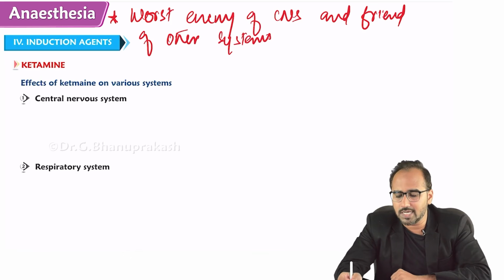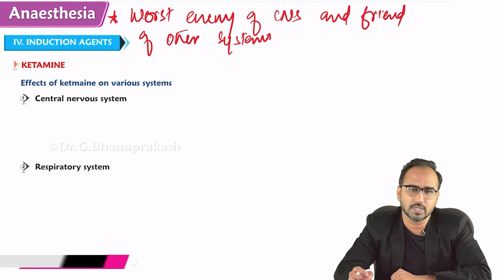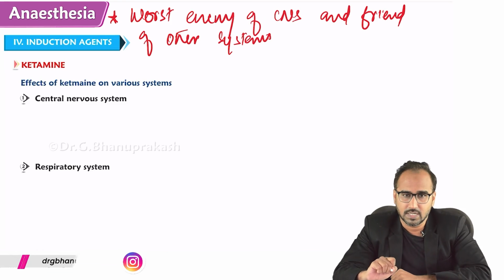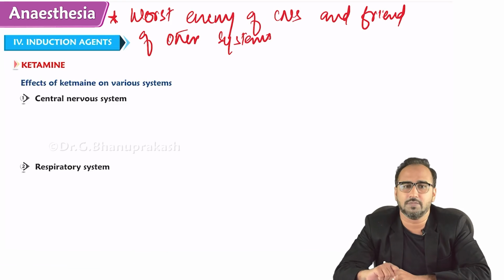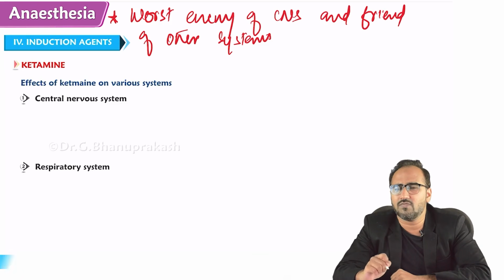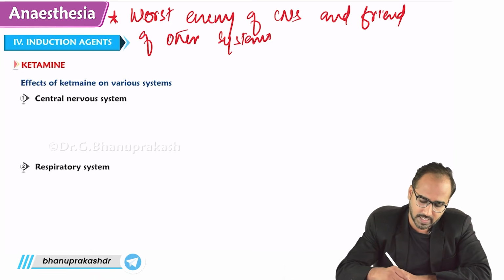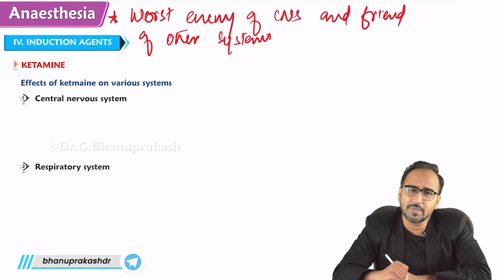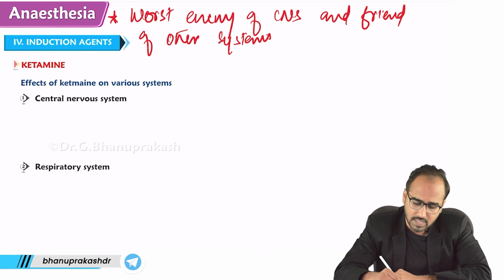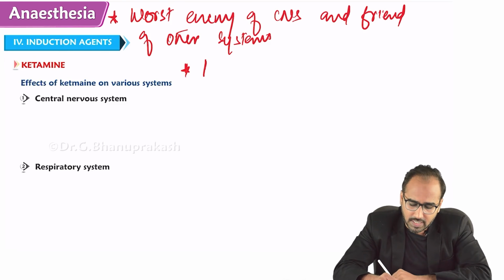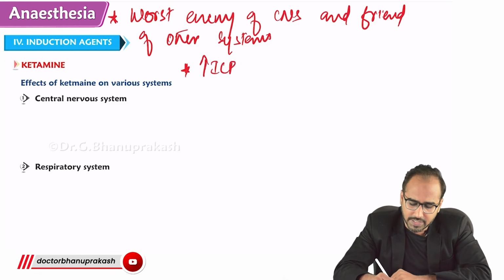Basically, I can say ketamine is the total opposite of thiopentone. Thiopentone was the best friend of CNS and enemy of others. Ketamine is not the best enemy, it is the worst enemy of CNS. Now there is a difference between enemy and worst enemy. An enemy will have one bad quality, a worst enemy has many bad qualities. Why am I telling you ketamine is the worst enemy of CNS? Because what will ketamine do to the CNS? Ketamine increases the intracranial pressure.